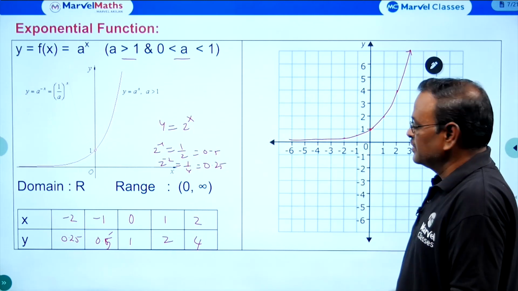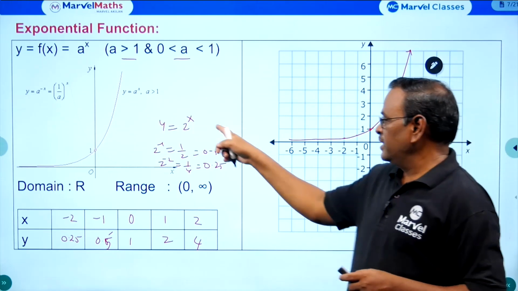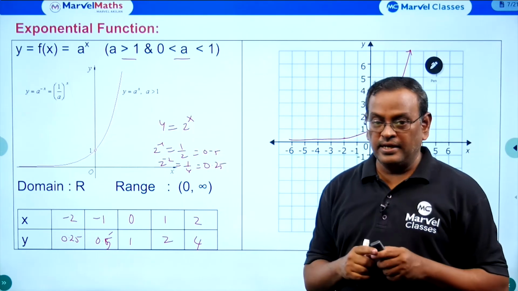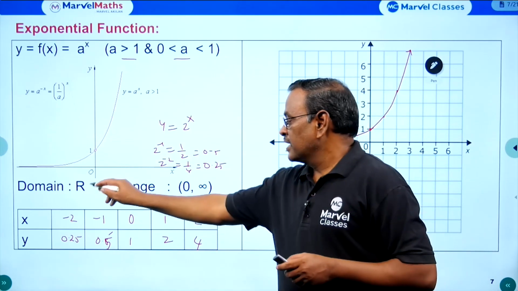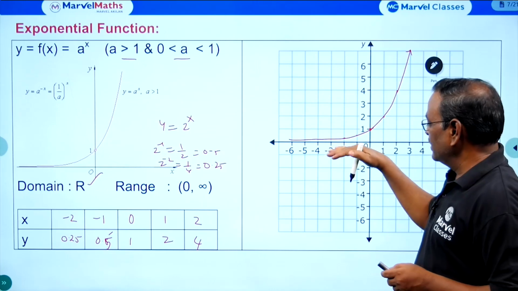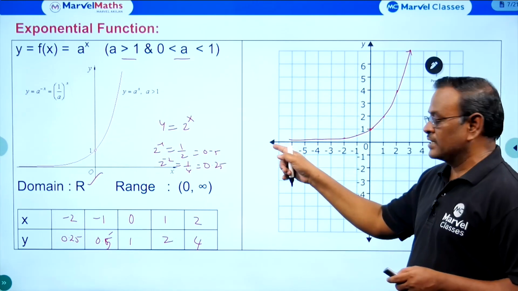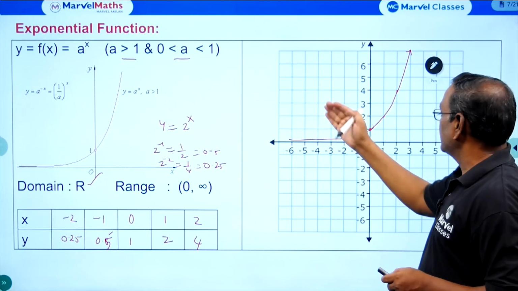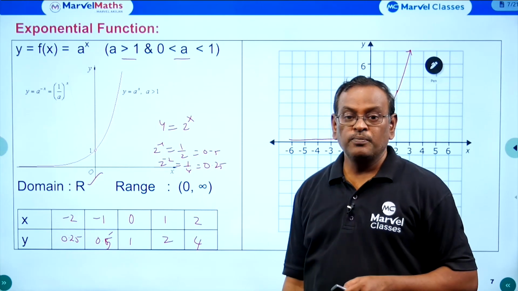So for the graph of this function, what is the domain? Is there any restriction for x? There is no restriction for x, you can substitute any real number, positive, negative, 0, and hence the domain is R. Range, look at the graph, the curve exists above the x axis. It never touches the x axis. So y is greater than 0, the open interval 0 to infinity.